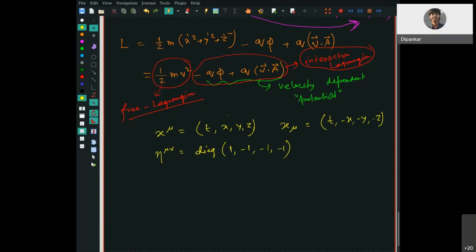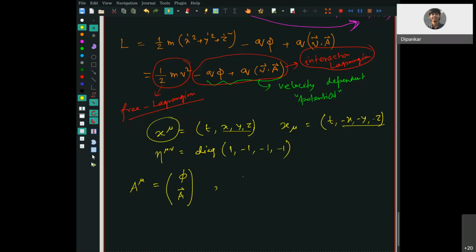Notice that if you go from covariant to contravariant, you have to put the minus signs in front of your space components. Now, what do I mean by 4 vectors? A 4 vector is something that transforms in the same way as this x mu does. I ask you to check these things. Then the 4 potential can be written as the 0th component being phi, and the space component being A, that means Ax, Ay, Az.